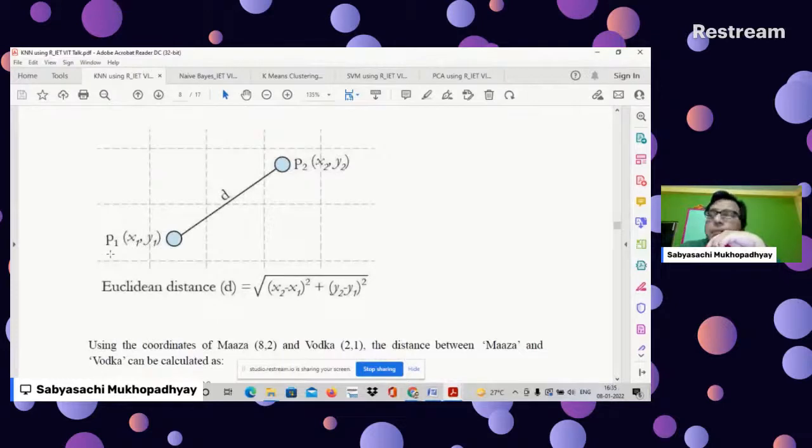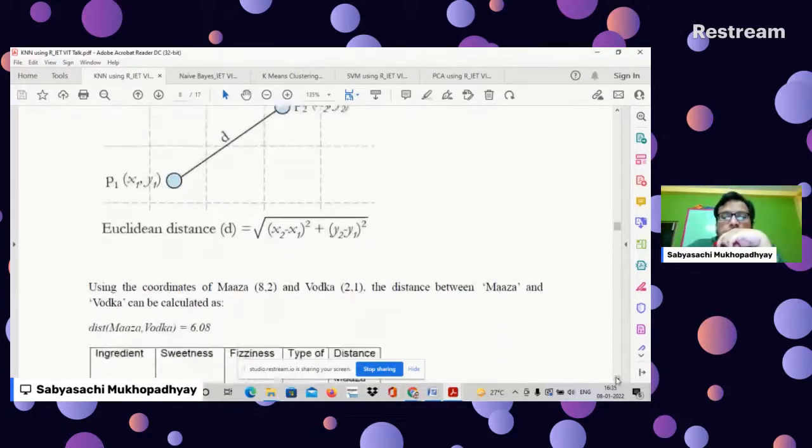If this is the point P1 with coordinates x1, y1, and this particular point P2 has coordinates x2, y2, and the Euclidean distance is small d, you know the formula. How can we calculate that? Square root of (x2 minus x1) whole square plus (y2 minus y1) whole square. Now you see, we will define the coordinate for the Maja.